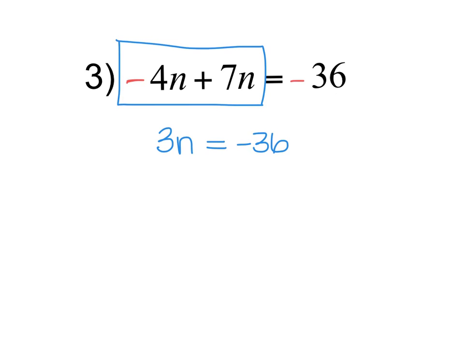Now to get the n by itself, we're going to divide by 3 on both sides. On the left, the 3's will cancel. We're left with n equals negative 12 when you do the division on the right.